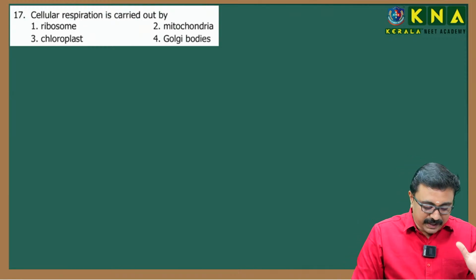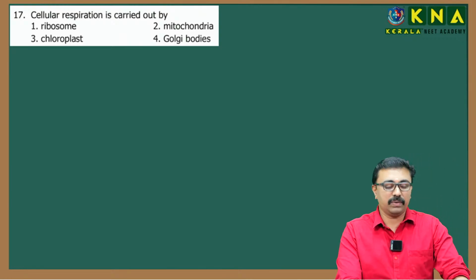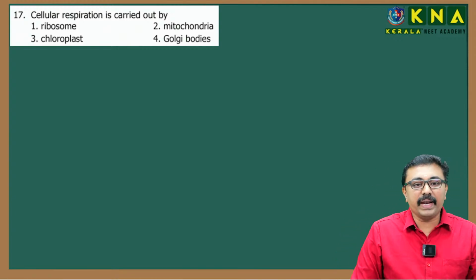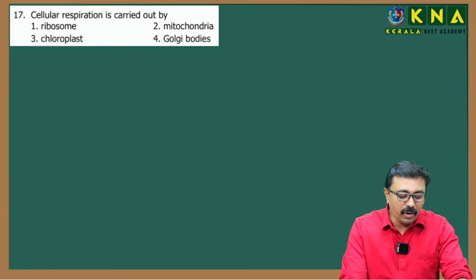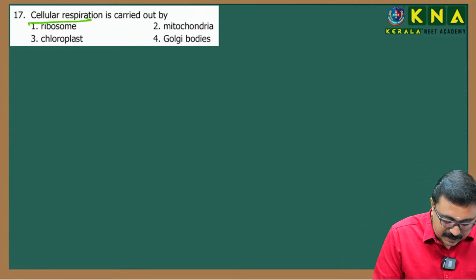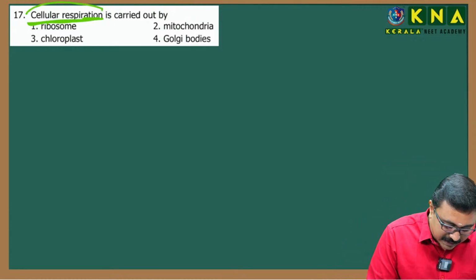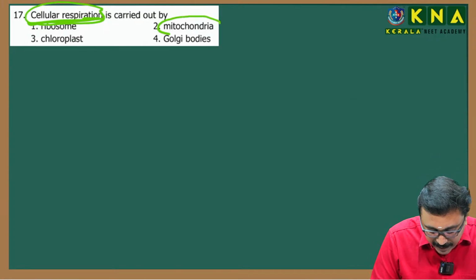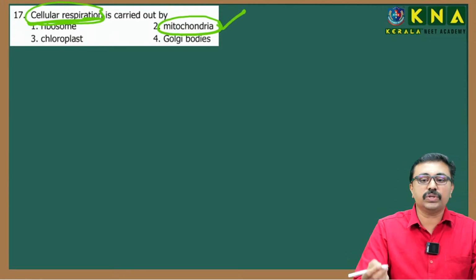Okay, next question, a very simple question. Cellular respiration is carried out by which organelle? You can see that cell organelle names are given: ribosome, chloroplast, mitochondria, and Golgi bodies. We all know the cell organelle that participates in cellular respiration is the mitochondria. So the right answer here is mitochondria.